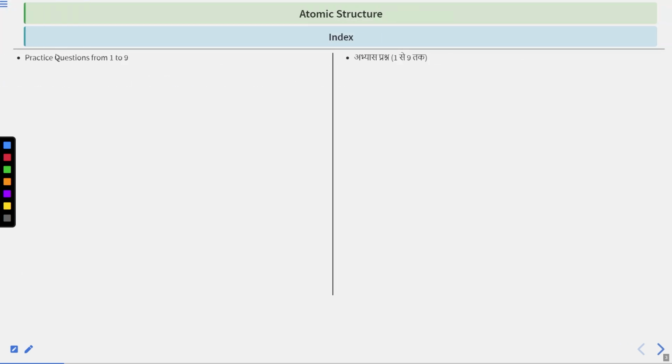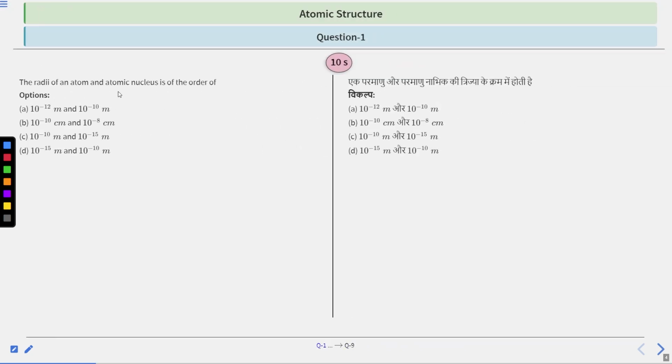So today we are going to see some practice questions from question number 1 to question number 9. Let's start with question number 1. The radii of an atom and atomic nucleus is of the order of.